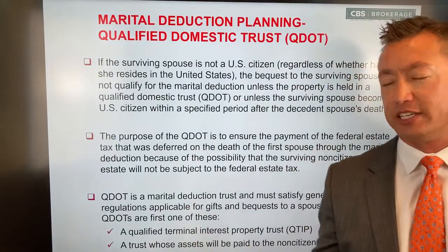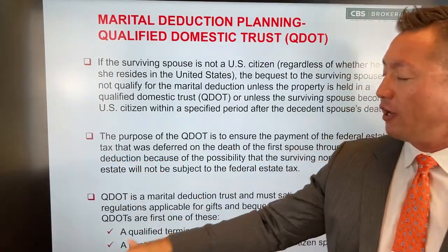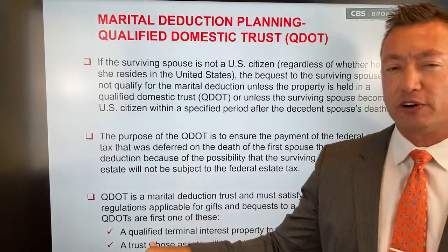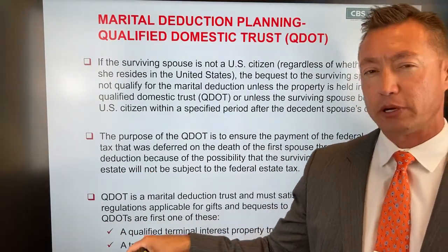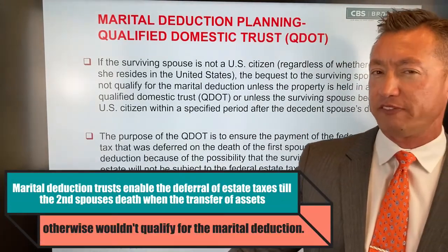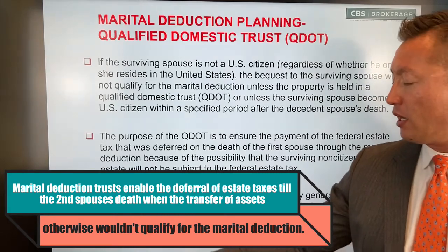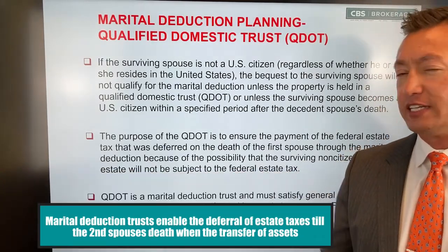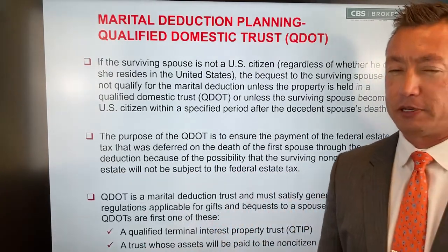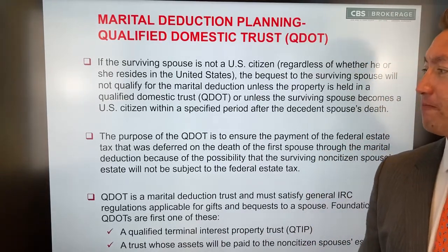And so that is the intent of this trust, so it has provisions that aren't found in any other trust. But foundationally, first and foremost, a qualified domestic trust is a marital deduction trust. And it fits one of the three definitions that we normally see for a marital deduction trust. It's either a qualified terminable interest property trust, a QTIP, a general power of appointment trust, or a trust that dumps into the estate of the second spouse when they pass away.